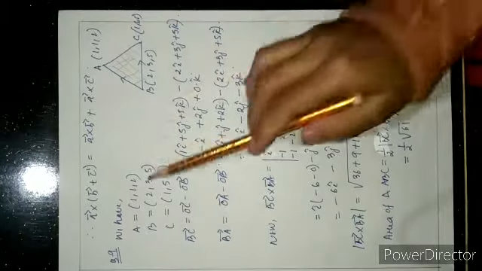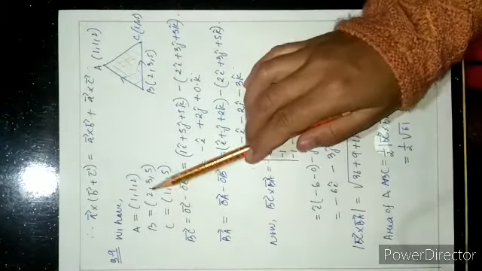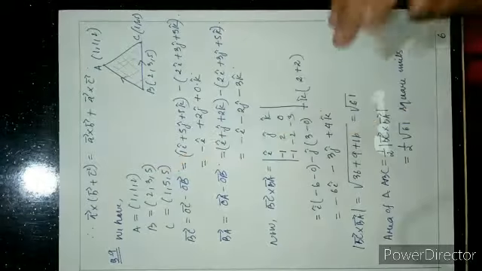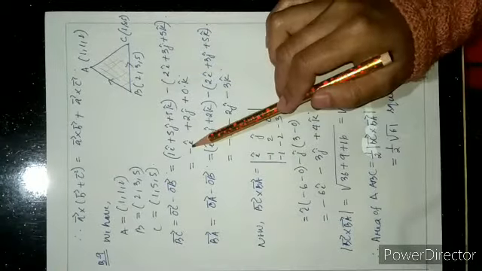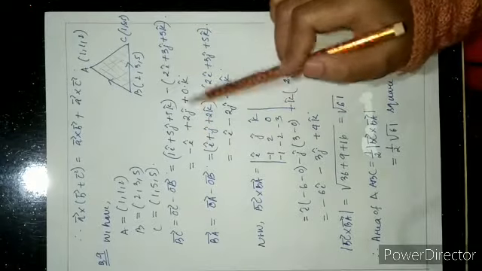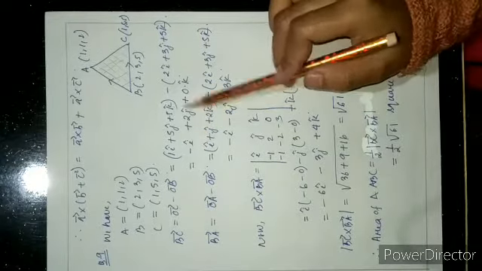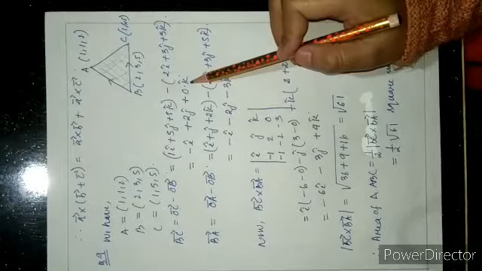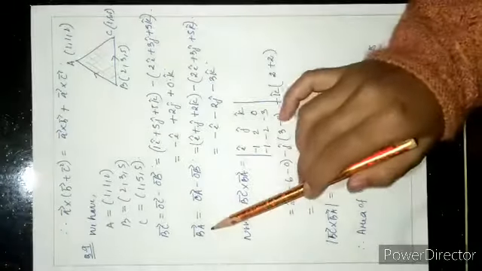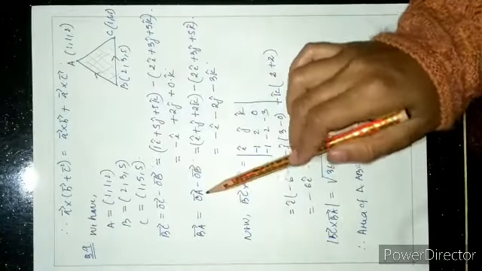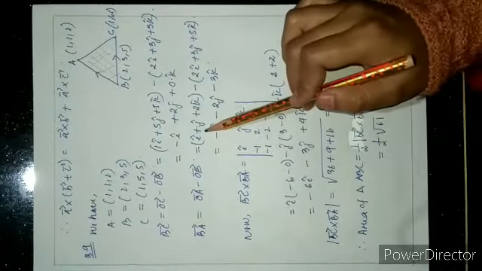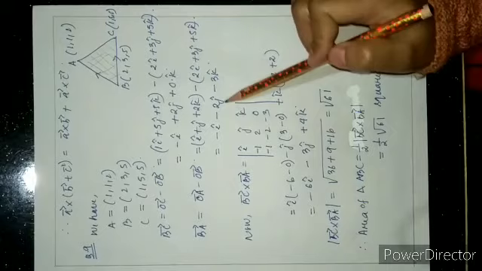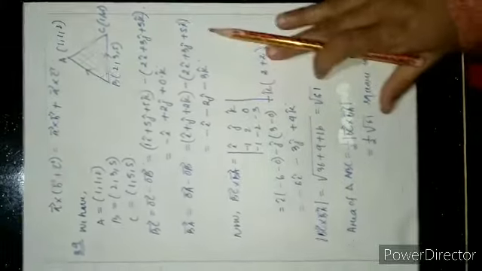Subtract the coordinates: first I, second J, last K. 1 minus 2 is equal to minus 1I cap, 5 minus 3 is equal to plus 2J cap, and 5 minus 5 is equal to 0K cap. Similarly find the BA vector by subtracting components.